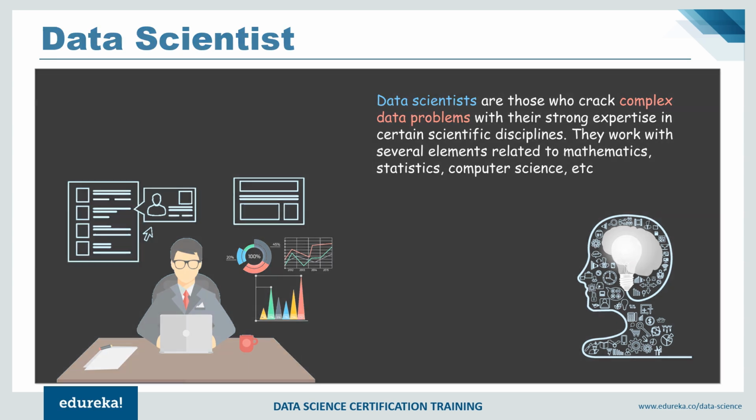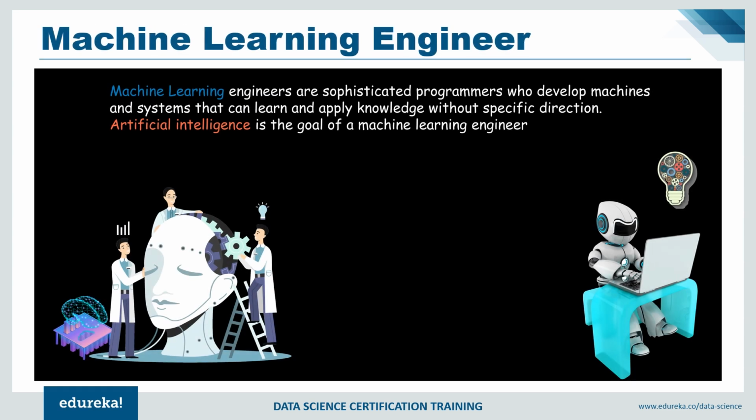Now, if we talk about AI or machine learning engineers, machine learning engineers are sophisticated programmers who develop machines and systems that can learn and apply knowledge without specific direction. Artificial intelligence is the goal of a machine learning engineer. They are computer programmers, but their focus goes beyond specifically programming machines to perform specific tasks. Now, they create programs that will enable machines to take actions without being specifically directed to perform those tasks.